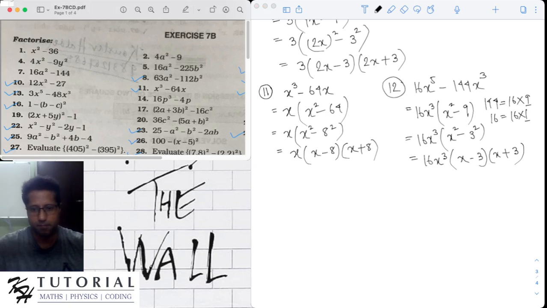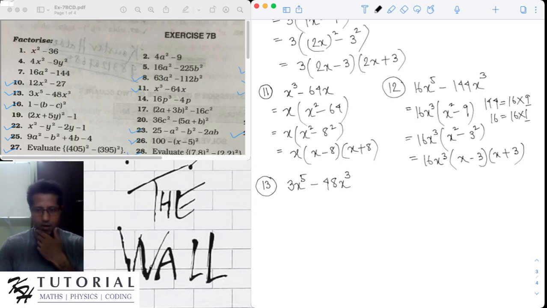Problem number 13 is 3x to the power 5 minus 48 x cube. I can see that I can factor out x cube from both the terms, and also I have to see what can be factored out from the coefficients, so that after factoring out, the remaining coefficients in the two terms will be perfect squares. I can clearly see that 48 is equal to 3 multiplied by 16, and 3 is equal to 3 multiplied by 1.